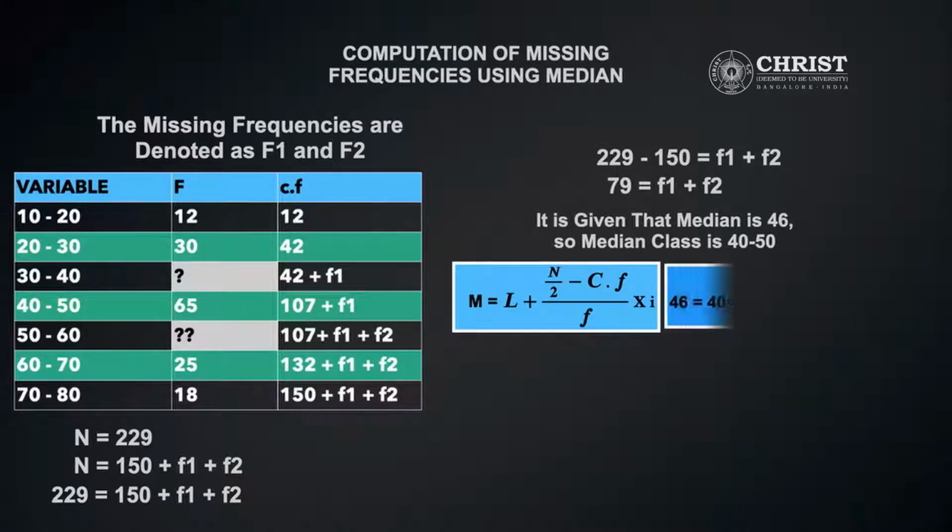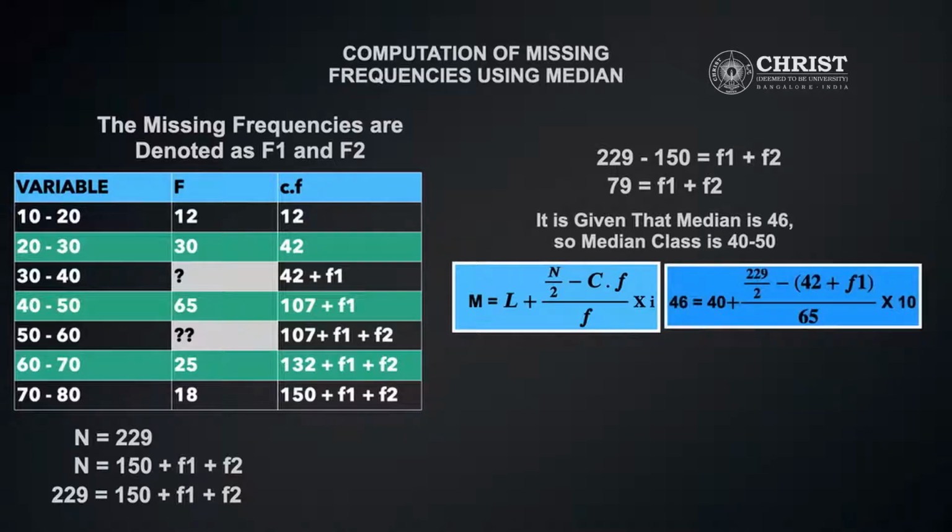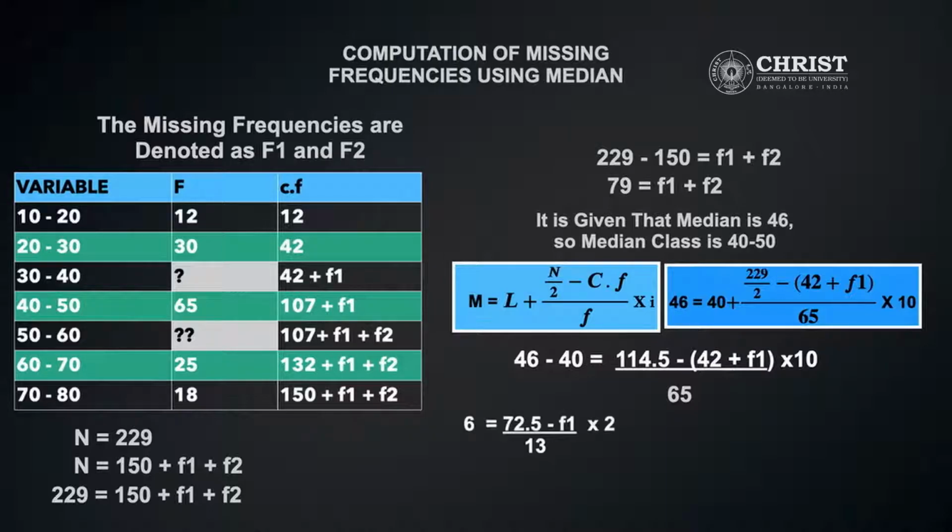Substituting the values in the equation, we get 46 is equal to 40 plus 229 divided by 2 minus 42 plus F1 divided by 65 into 10. So 46 minus 40 is equal to 229 divided by 2, that is 114.5, minus within the bracket 42 plus F1, divided by 65 into 10. So 6 is equal to 72.5 minus F1 divided by 13 into 2. Now 2F1 is equal to 67. So F1 is equal to 67 by 2, that is 33.5. So we have calculated the value of F1.